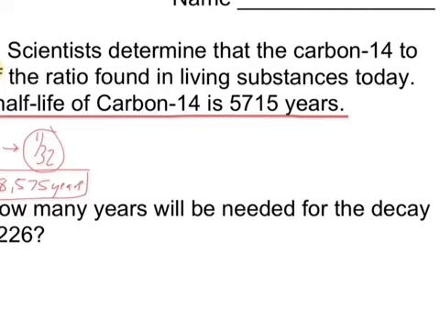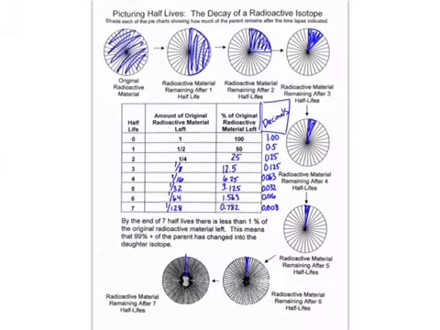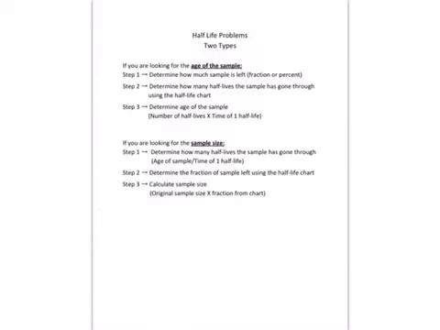So we have to remember that the problem tells us how much we have remaining. We have 1/32 remaining, which is also this percentage. But that's really not important for this problem, because we can now solve it by knowing, and look at that, there's that same number, 5 half-lives. So 5 half-lives have gone by. So let's just take a look at this.